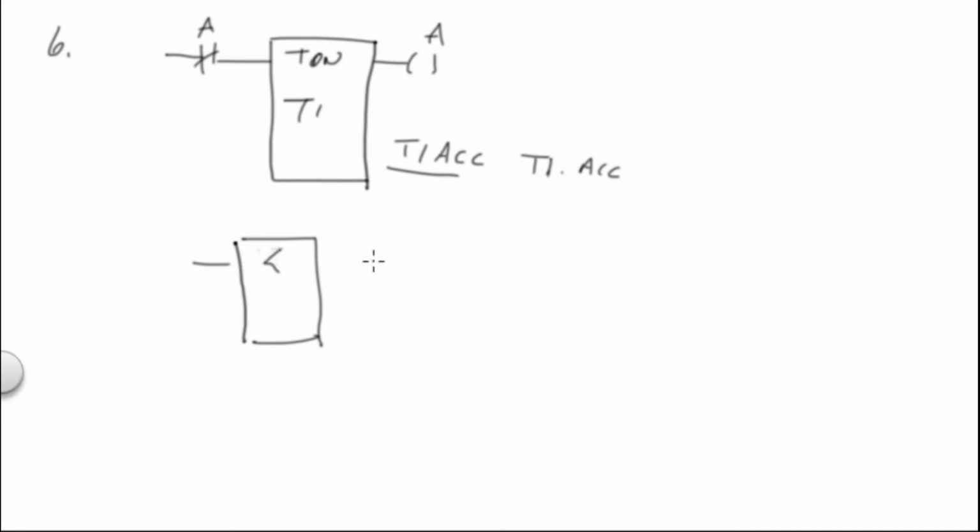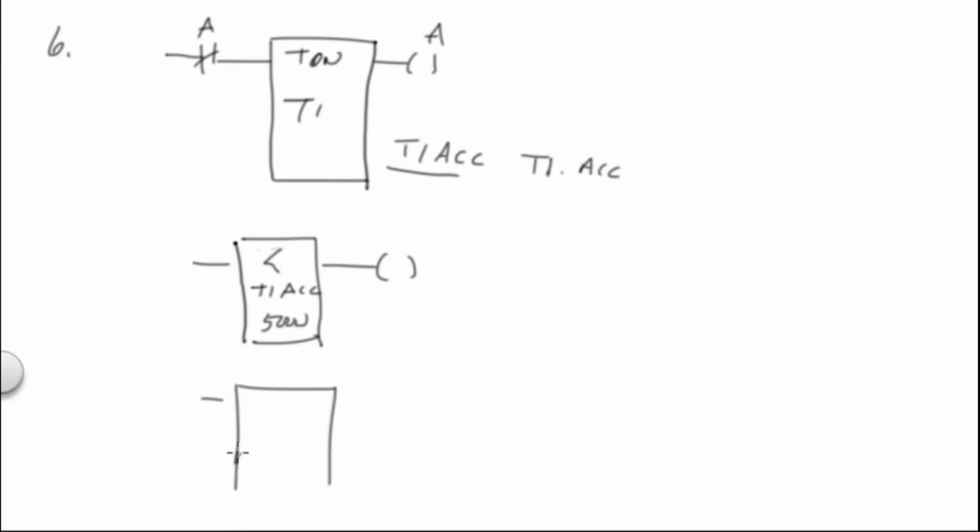This is Siemens, less than. Allen Bradley, same thing. T1 ACC is less than, and remember this is in milliseconds, so let's go 5,000. That would be my first light.